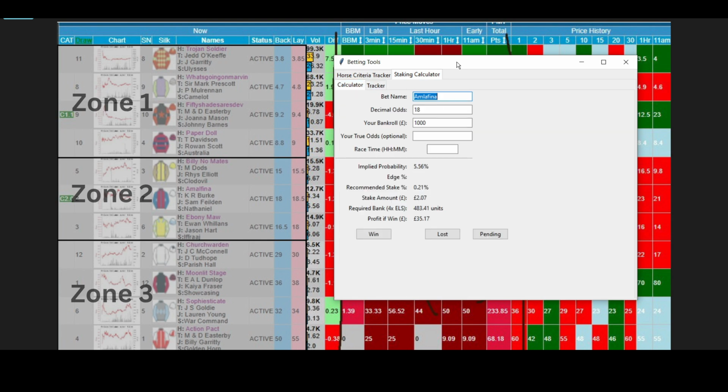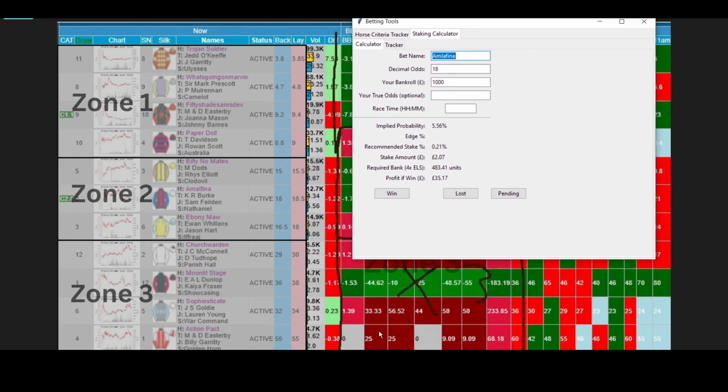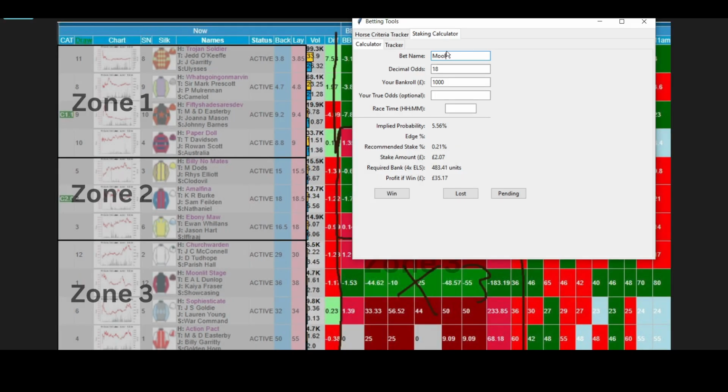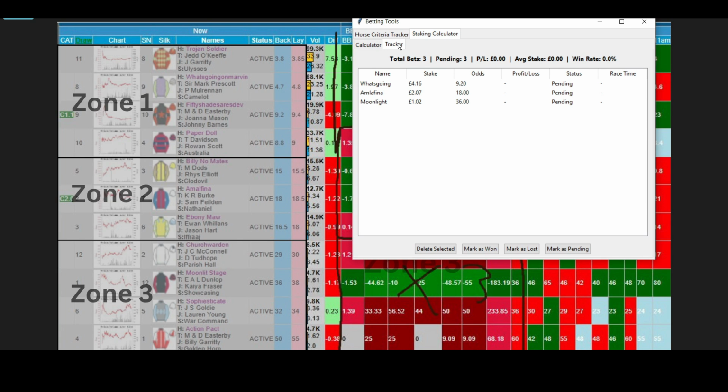And our final bet in this example is down in the outsiders zone, and that's Moonlit stage at 36. As you see on the right hand side, Jack's actually divided these up into zones anyway and highlighted that there were 3 bets. So we got Moonlit stage at 36 and pending. So now we have 3 horses running in this race.